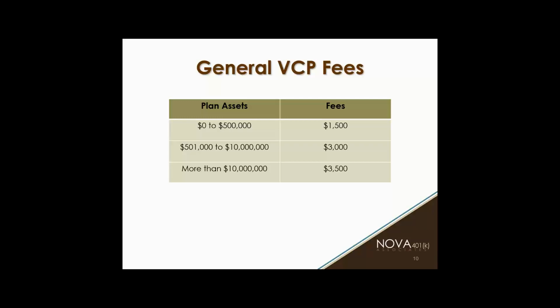So to use the VCP program, the fee is based on how much money is in your plan at the end of a particular year. And most plans fall within the 500,000 to 10 million range. So if we had to do a VCP filing for you, which is something that we can do here at NOVA as well, you would have to pay a $3,000 filing fee with the IRS in addition to any contributions that you might owe for the correction itself.